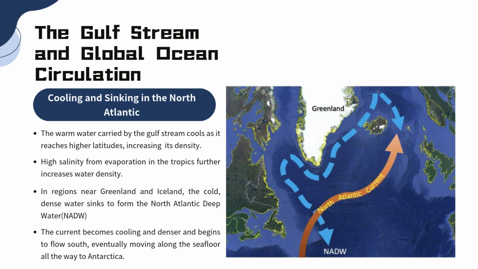With the salinity increase, it leads to an increase in density and thus to a vertical flow of the water, resulting in an increase in density of the cool water. It becomes heavier and sinks toward the ocean floor. In regions near Greenland, the cold, dense water sinks to form the North Atlantic deep water, which is represented by the blue arrow in the right diagram. The current becomes cool and dense and begins to flow south, eventually moving along the seafloor all the way to Antarctica.